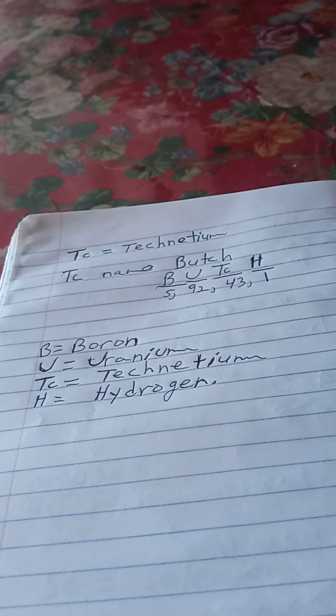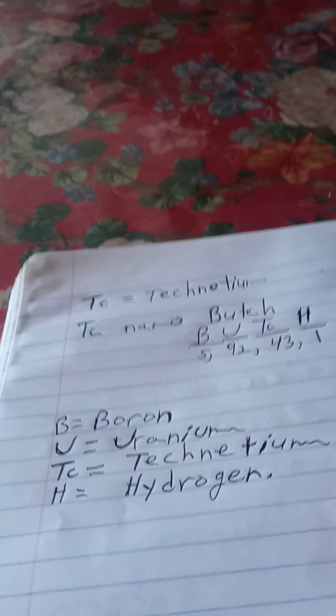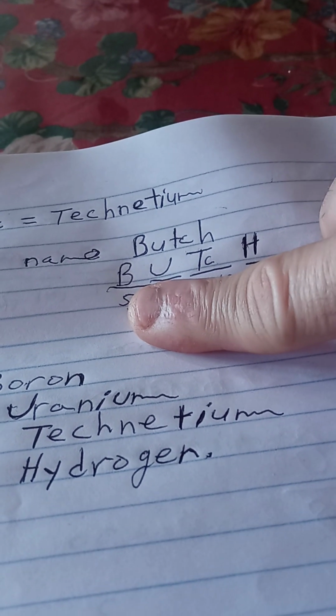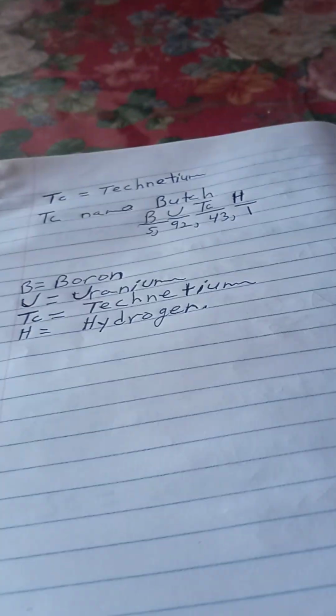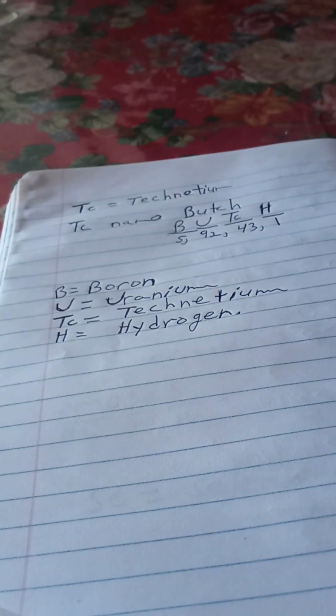If you're beginning to memorize the chemical symbols, then you can cover the atomic numbers like this and just remember the chemical symbols. And as you go along, you can add the numbers. And there you go. Capital T and a small c for technetium.